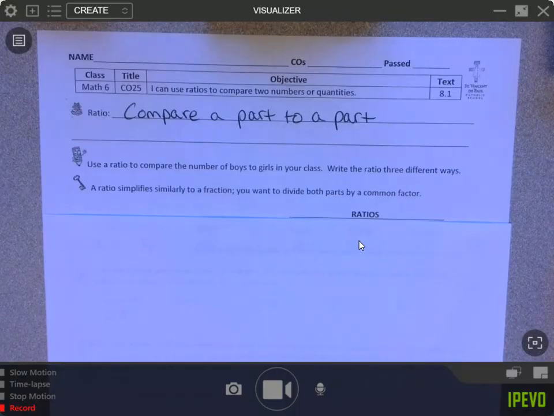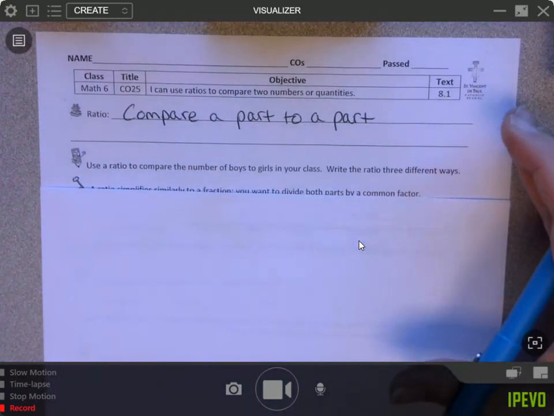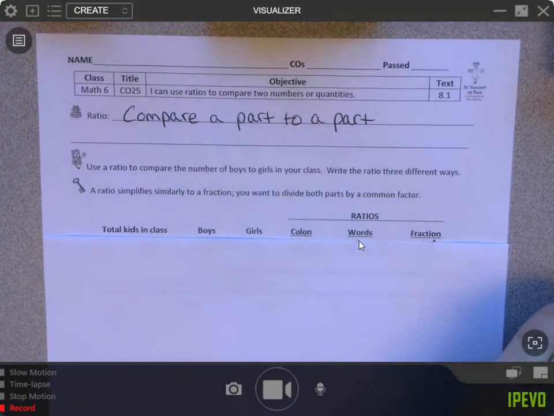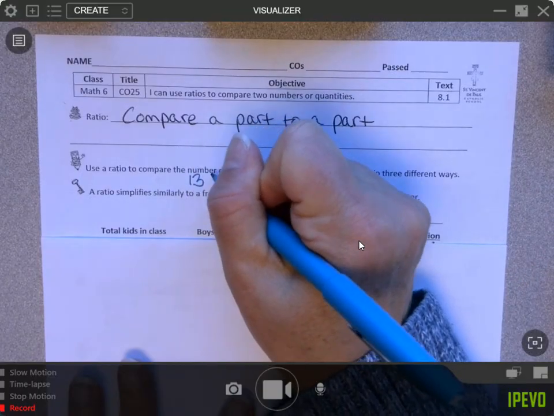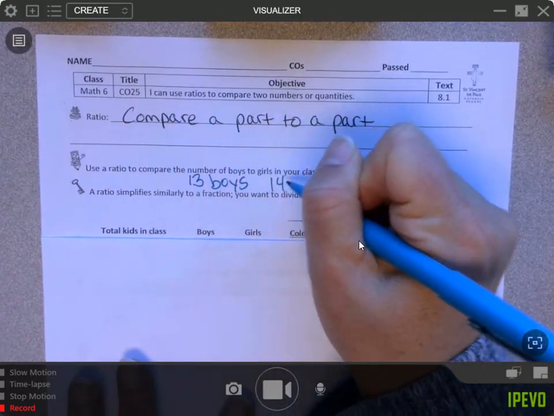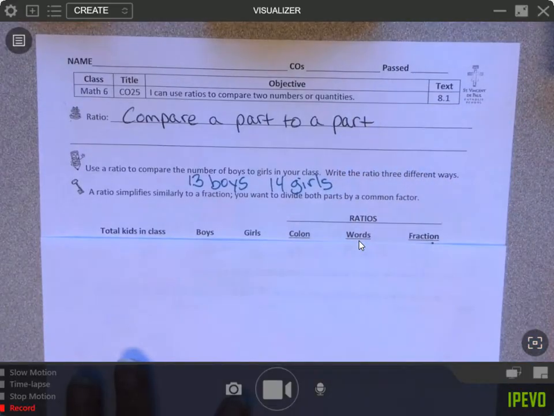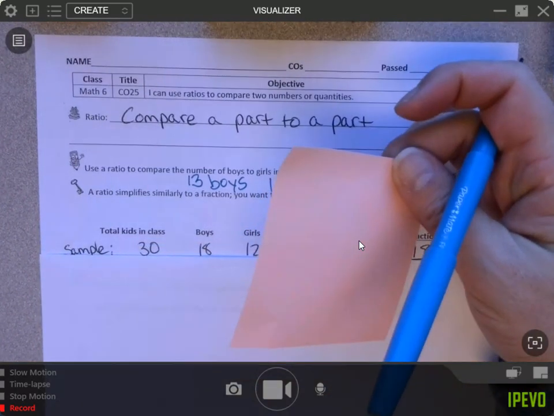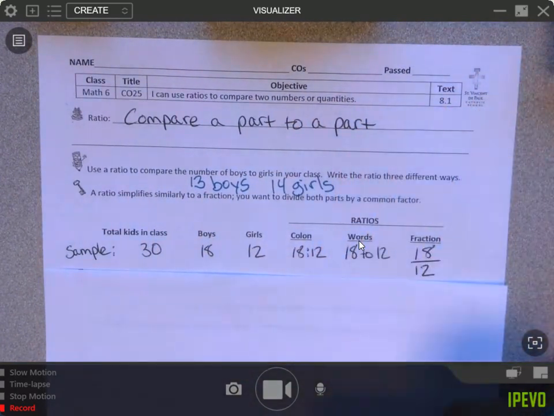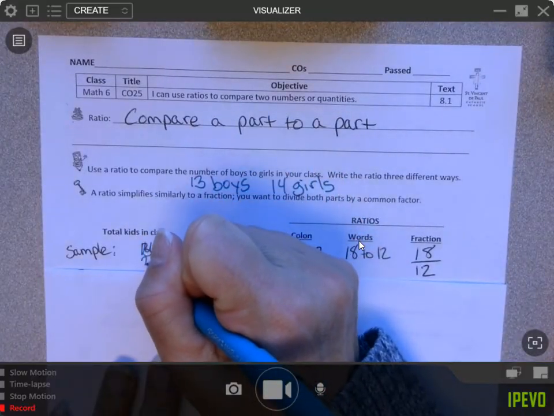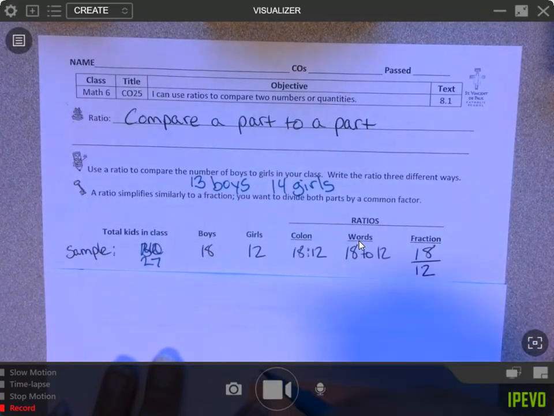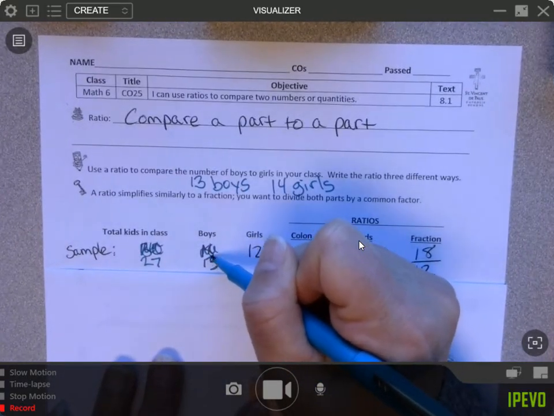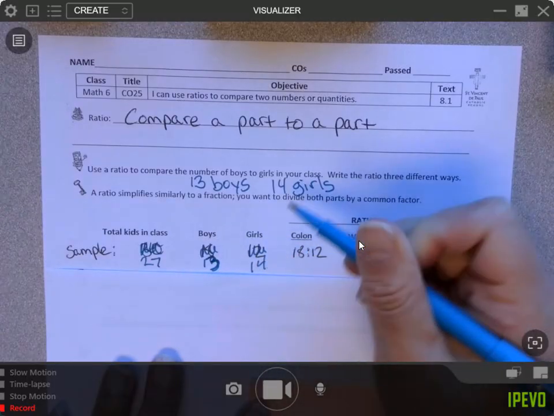So, the ratio, we're going to have different numbers. So here, I'm going to put 13 boys to 14 girls. We're going to show what that ratio is going to look like. So I'm going to cross off the sample. We have 27 kids in our class. 13 are boys. 14 are girls.